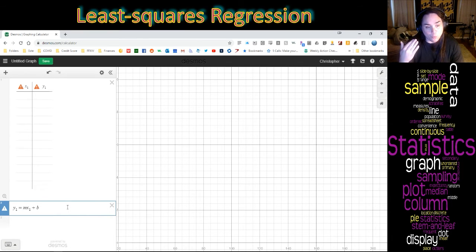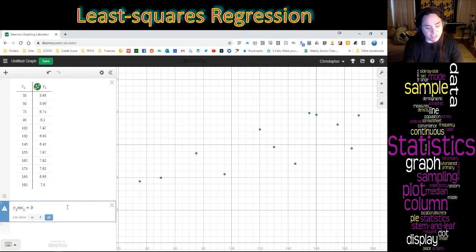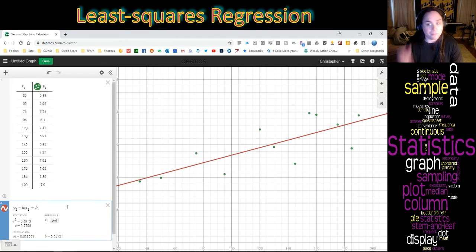It'll just type 1 right after the y, and it'll know what to do with it. And change the equal sign to the tilde. It's just to the left of the 1 key. Just push the shift button and then that button. And there is the least squares regression line. Desmos will do it for you.